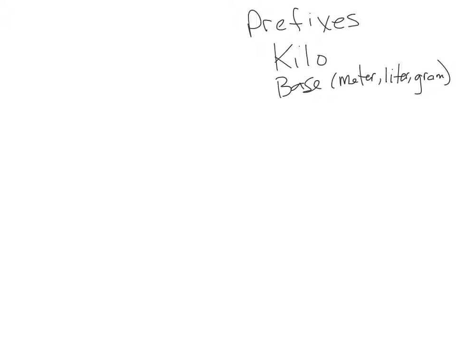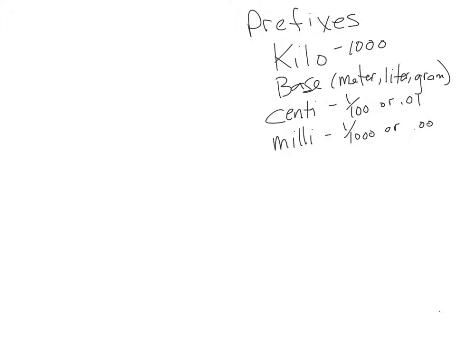And kilo has a value of 1,000. The base units, they have a value of 1. Then we have centa, which is smaller than 1 in value. That is 1/100th in value, or we could in decimal form write 0.01. And then we have milli, which is 1/1000th in value, or 0.001.